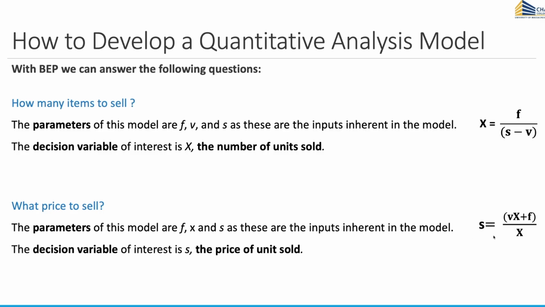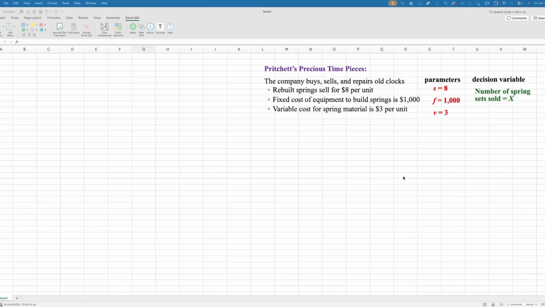And we can also solve the equation for S and find the price of the item that we need to sell, the price at which the item should be sold. In other words, if we know how many items we are going to sell, then how much should each item be sold for so that we meet the total cost. Now let's look at an example in Excel and Excel QM.